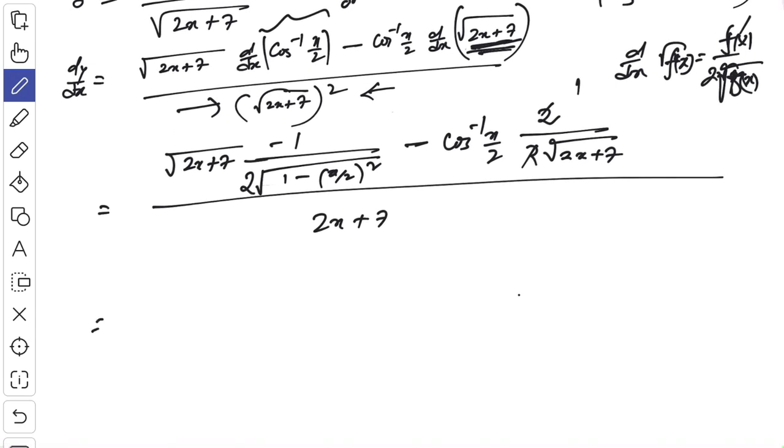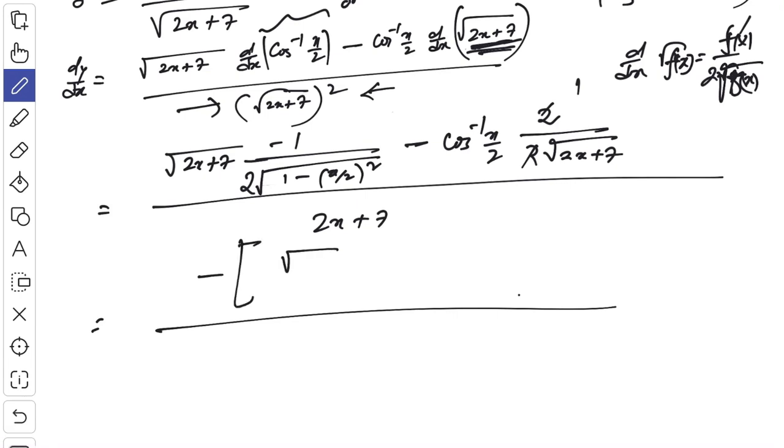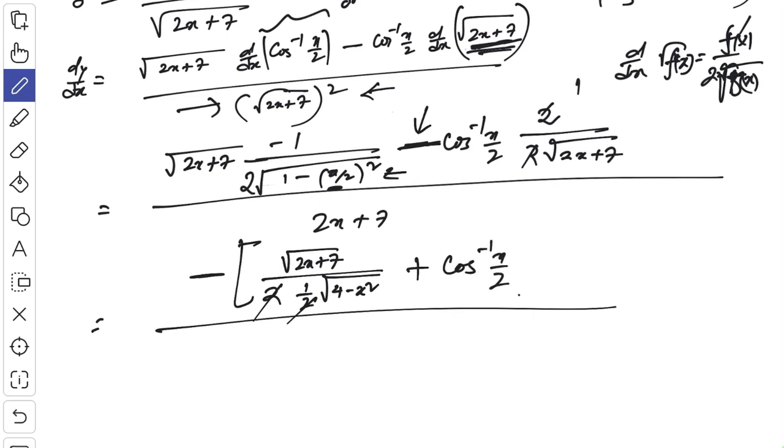So now let us simplify. Minus, you can take minus common here, 2x plus 7, then by 2, and if you square this x by 2, then you will get x square by 4, and taking LCM, what you will get is 1 by 2 root of 4 minus x square. That's what you will get simplifying this. So here this 2 will be cancelled, and this minus sign, after taking it common, will be plus, then cos inverse x by 2 times 1 by 2x plus 7. That's what you got, 2x plus 7.